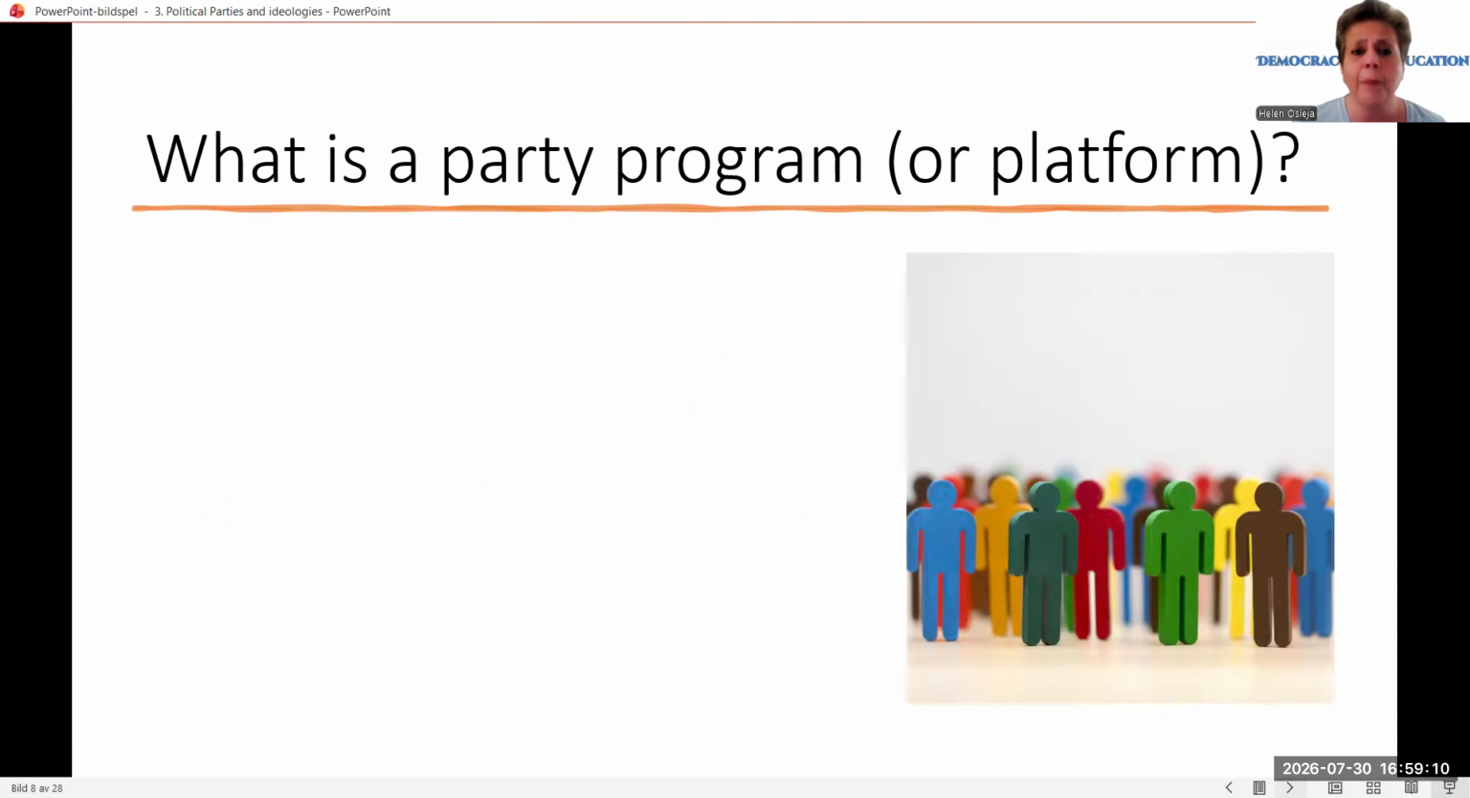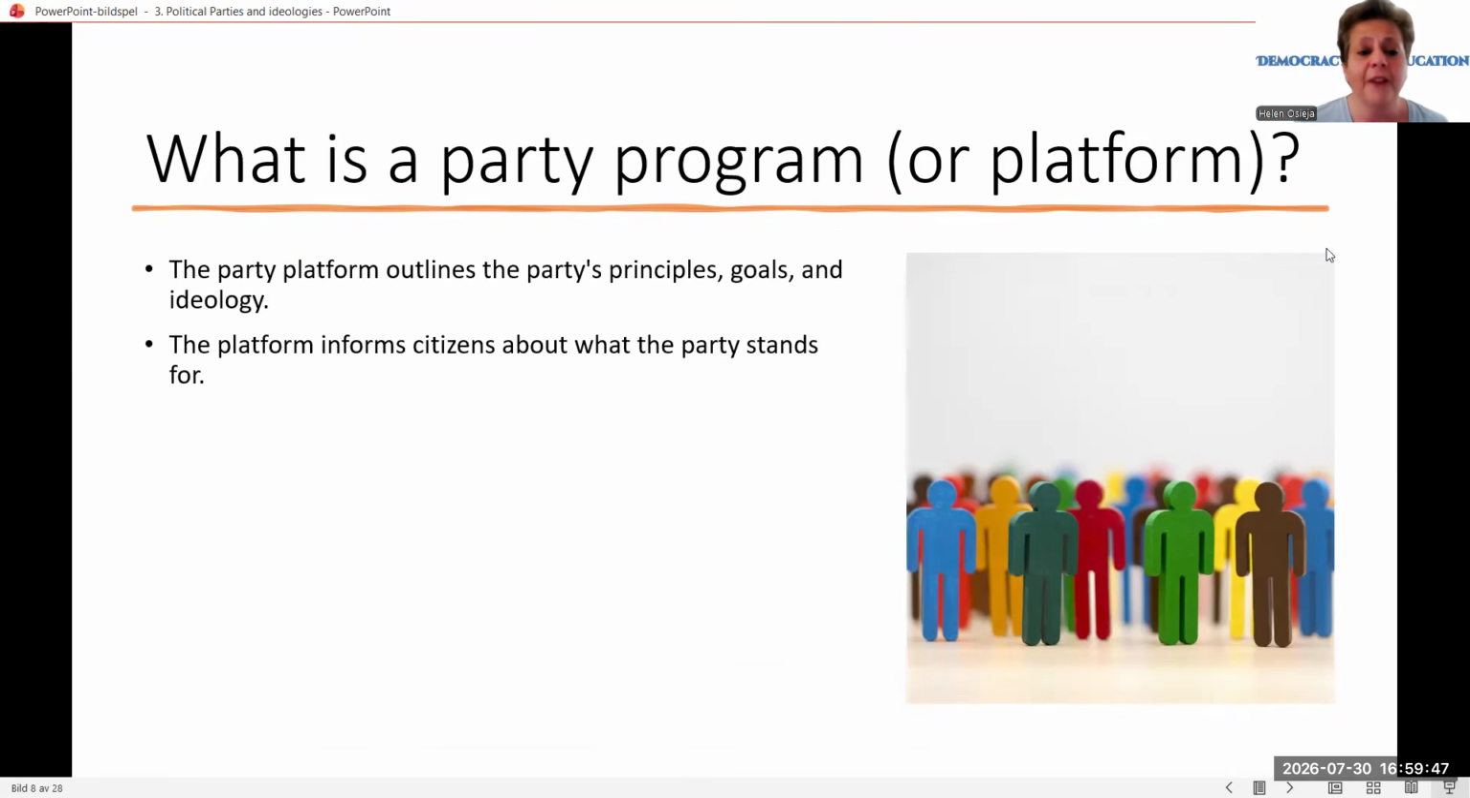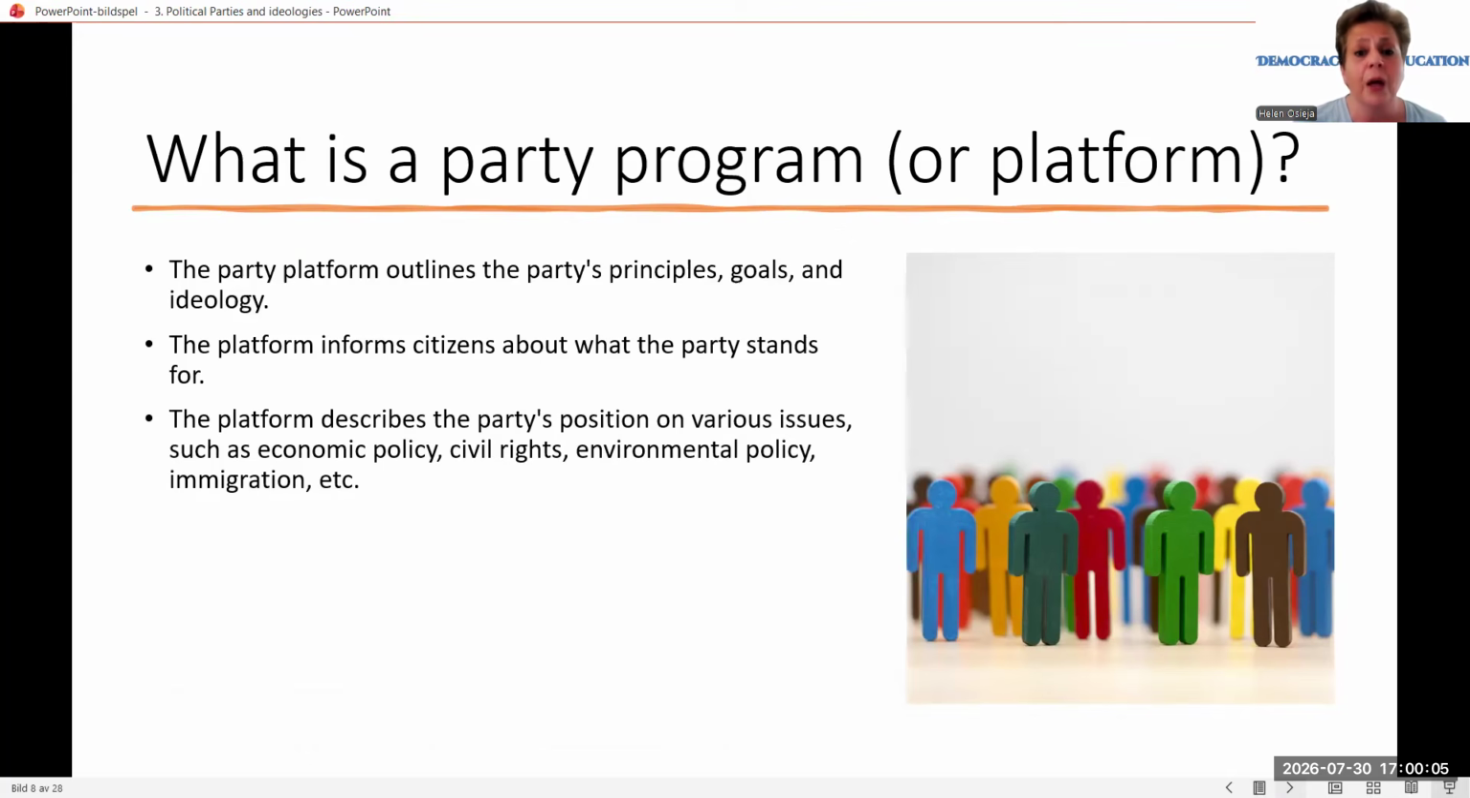but a very, very important part of a political party is the party program or the party platform. What is it? Well, the party platform outlines the party's principles, goals, and ideology. In other words, what makes this party special and different from other parties participating in elections. The platform or program informs citizens about what the party stands for. What can I expect if I vote for this political party? The platform describes the party's position on various issues, such as economic policy, civil rights, environmental policy, immigration, and so on and so forth.